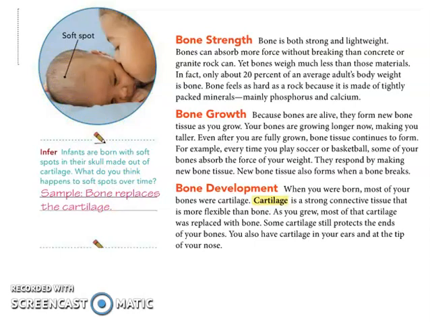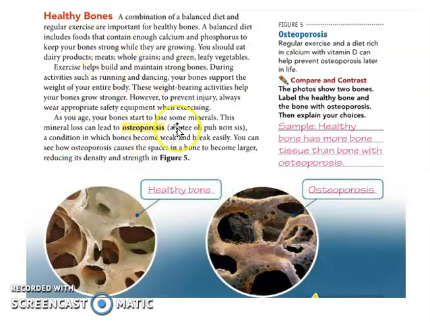Okay, so let's continue. Healthy bones. A combination of balanced diet and regular exercise is important in our body. I will add that at the same time, we need a good body posture. When we are sitting, don't slouch. Sit properly, because a good body posture also helps our bones to become healthy.